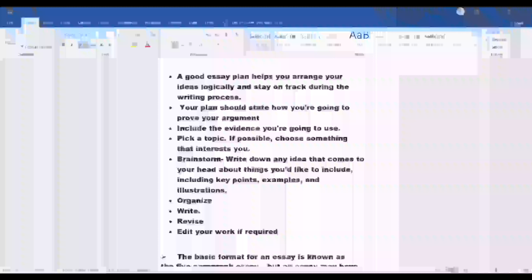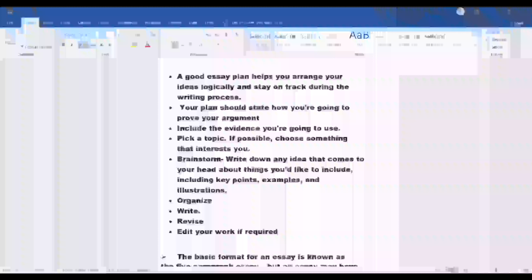Brainstorming means suddenly you're given a topic and then you have to think about it. So you write down any idea that comes to your head, whether it is useful or useless. That you will decide when you organize the ideas or when you write them. Brainstorming means you are just bringing up the ideas, whatever is coming, and writing it down, about the things you would like to include, including the key points, the examples, and the illustrations.